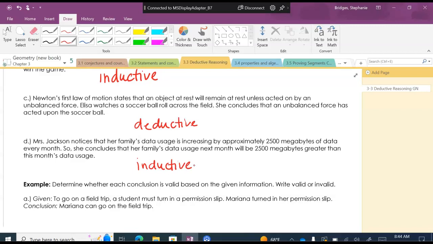All right, so the next thing we are going to actually use the law of detachment. Remember, if the hypothesis is true, then the conclusion is true. And then I'm going to restate that hypothesis. If I don't restate the hypothesis, we cannot make a valid conclusion.